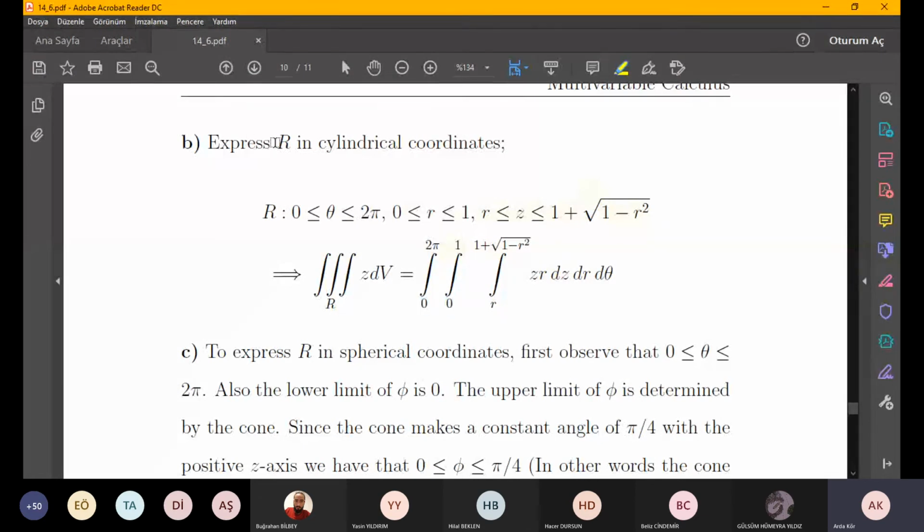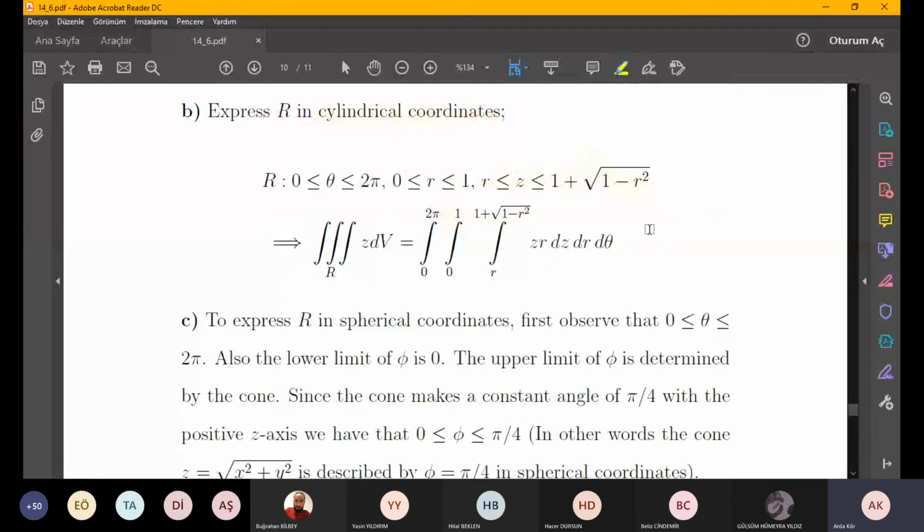So it is the integration of f over R in cylindrical coordinates. For the last step, for the last question here, we will express the same region in spherical coordinates.